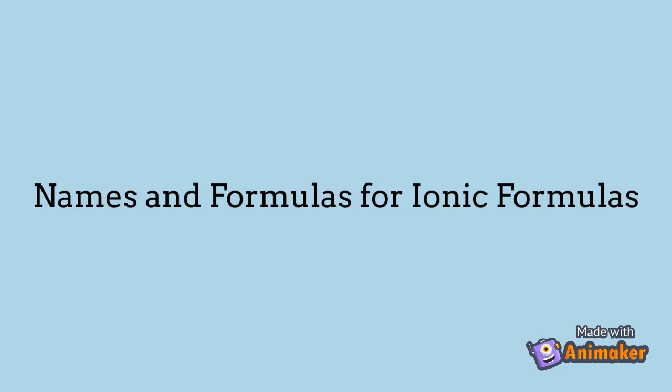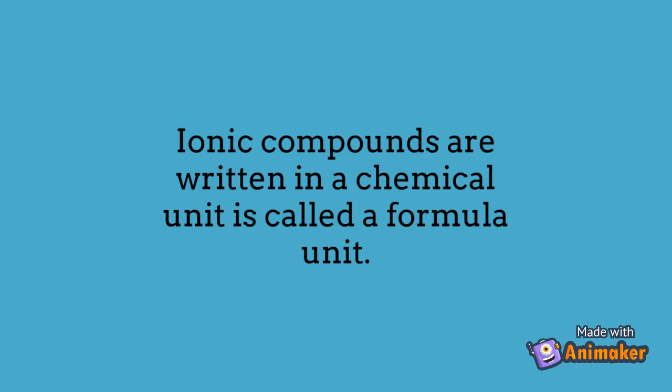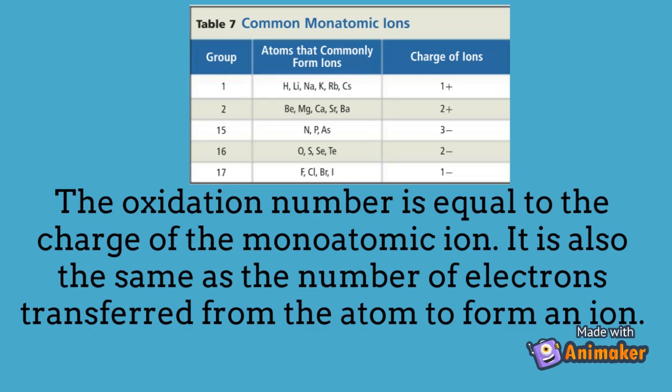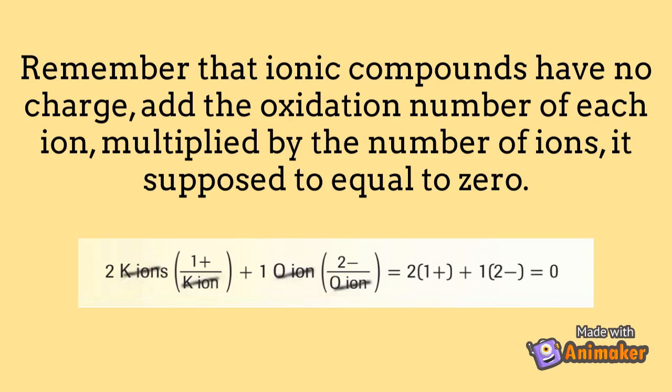Now let's talk about ionic formulas. The ionic compounds are written in a chemical unit that is called a formula unit. The ionic compounds are composed of two monoatomic ions. These monoatomic ions equal the oxidation state. Remember, ionic compounds have zero charge, which means that by adding the oxidation numbers, each multiplied by the quantity of ions, the total should be equal to 0, as shown in the example below.